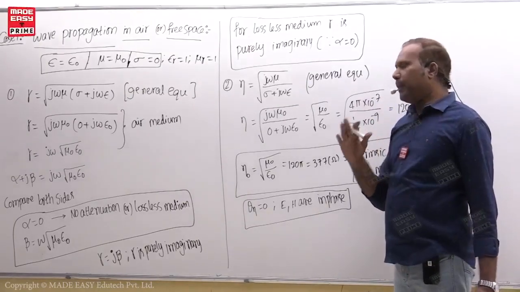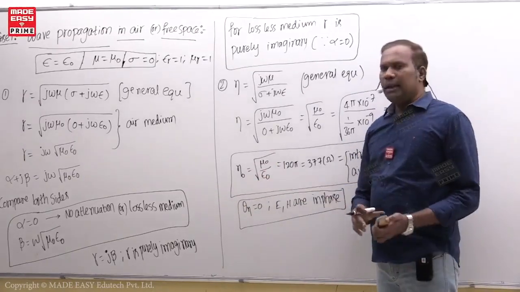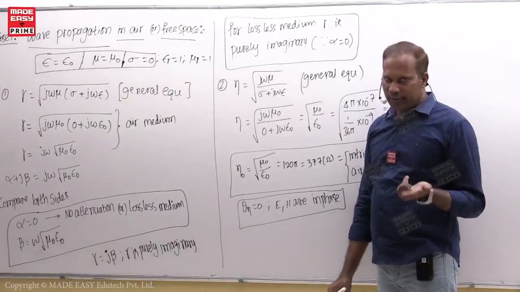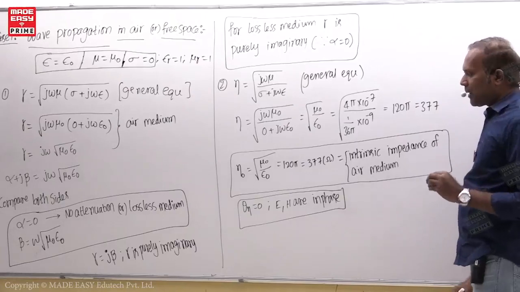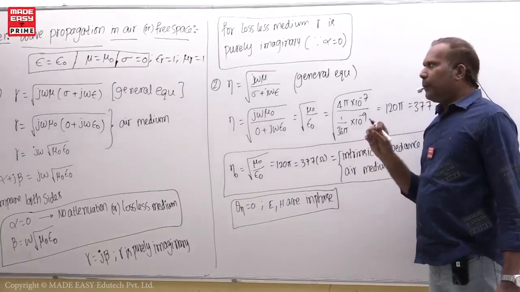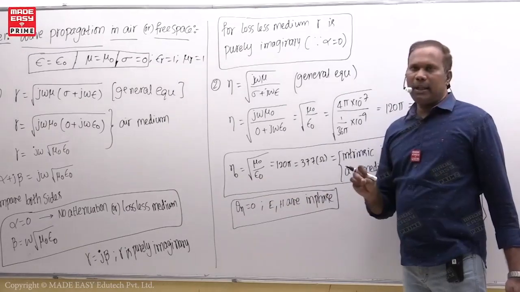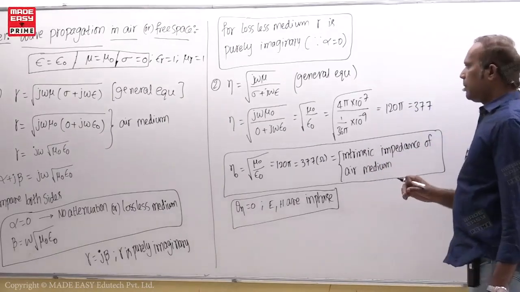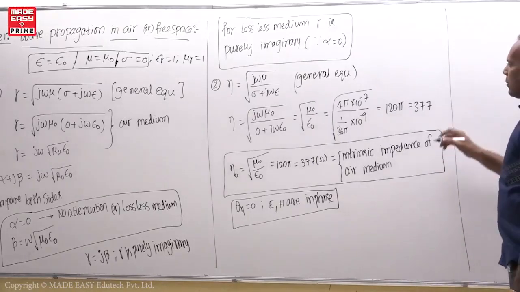Simply, this impedance eta is E by H. This impedance is useful to change electric field to magnetic field, magnetic field to electric field. That is the meaning of that one. Anyway, nobody will ask you that. If sigma is 0 in any medium, then immediately alpha becomes 0 and the intrinsic impedance becomes real. That is not complex actually. That is the meaning.